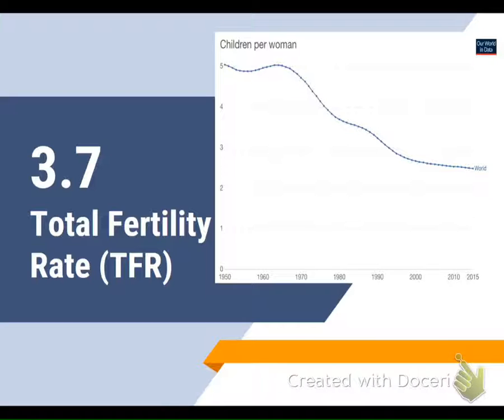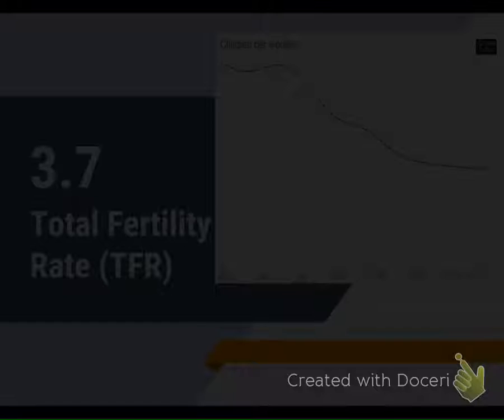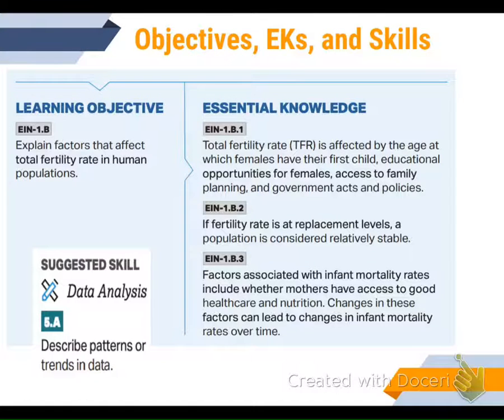This is Lecture 7 for the Population Unit, Topic 3.7, Total Fertility Rate. Okay, the learning objective here is to try to explain the factors that affect it and be able to understand and analyze what the data means.